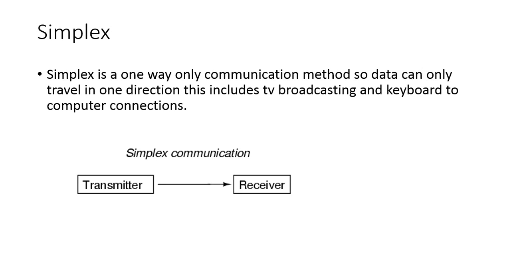So the next thing is simplex. Simplex is a one-way only communication, so data can only travel in one direction. That includes TV broadcasting and keyboard to computer connections. So with TV broadcasting, the TV programs are broadcast from the TV network to the TVs in our living rooms, and that is a one-way connection because we don't broadcast anything to them, so they just broadcast the TV channels to us.